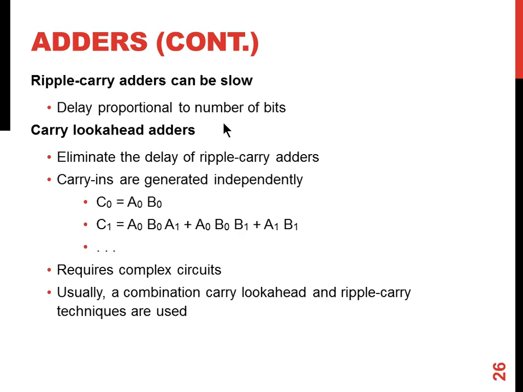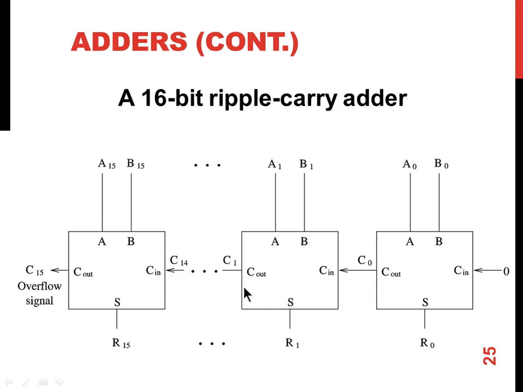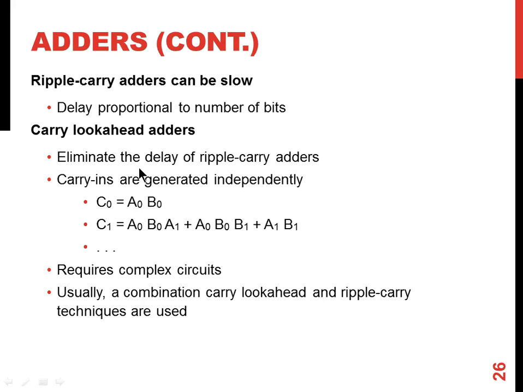You have to use something called carry look-ahead adders. If you look at the ripple carry adder, the main problem is generating the carry output. Otherwise, some outputs are generated pretty much instantly. Carry output of each stage has to be propagated from one stage to another stage and finally to this stage. So if we can solve this carry generation problem, we can solve the problem of the ripple carry adder.